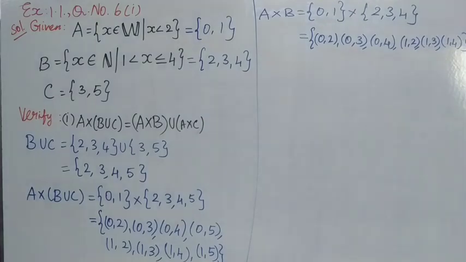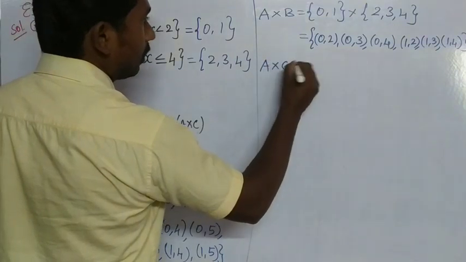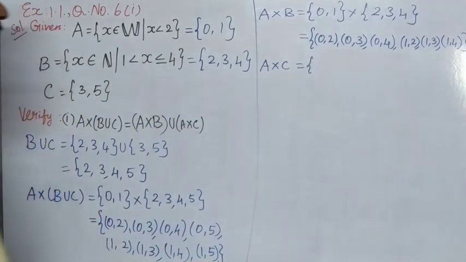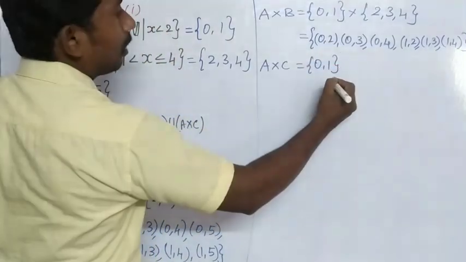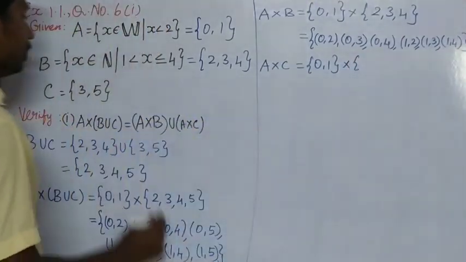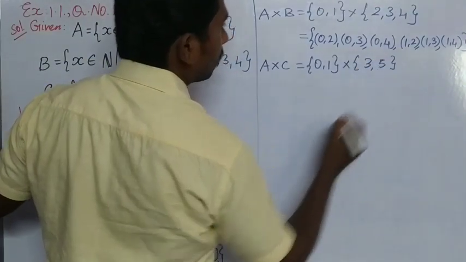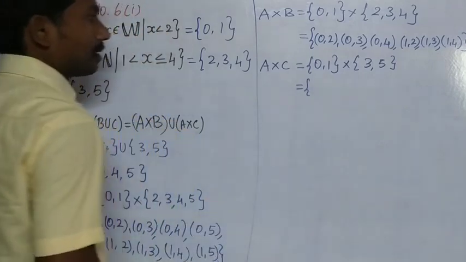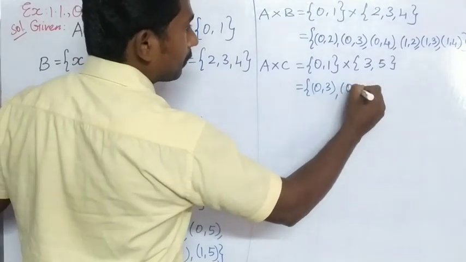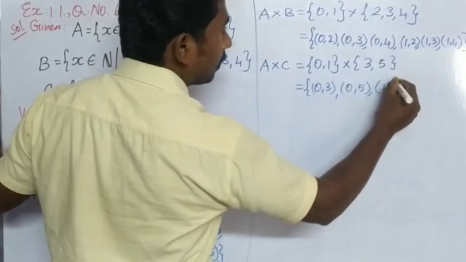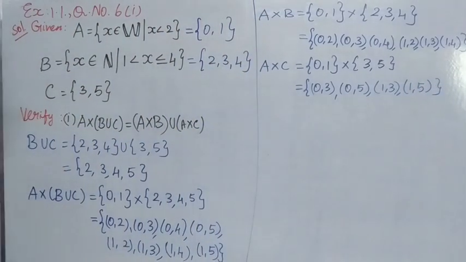So next we have to find A cross C. So A cross C is equal to, first listing the elements of A. The elements of A are 0, 1. Then cross the elements of C. The elements of C are 3, 5. So now we can make the Cartesian product of A cross C. So 0, 3, 0, 5. Next 1, 3, 1, 5. It is the Cartesian product of A cross C.